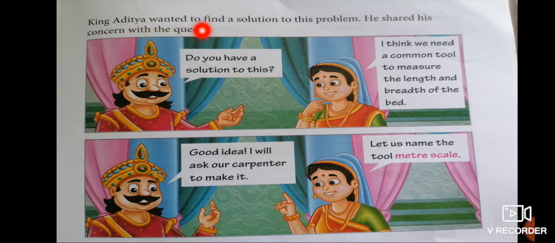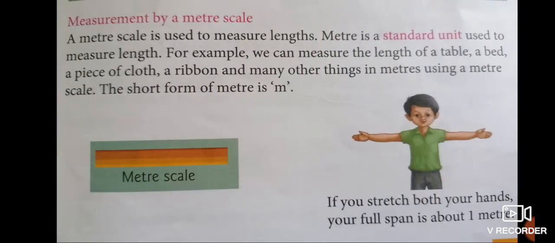Then King Aditya wanted to find a solution to this problem. He shared his concern with the queen. Do you have a solution to this? the king asked his queen. I think we need a common tool to measure the length and breadth of the bed. Then the king said, good idea, I will ask the carpenter to make it. The queen said, let us name the tool meter scale. So the common tool name is meter scale.